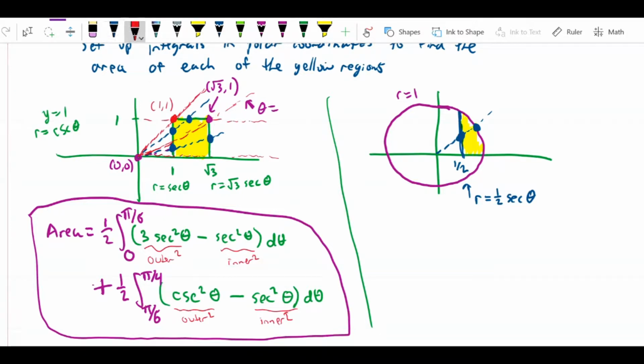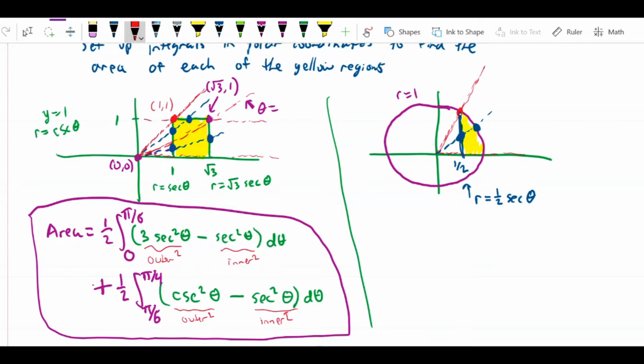Let's see what we can figure out. It looks like the bottom of the curve is still going to be theta equals 0, and the top of the curve is going to be some angle we're going to have to solve for. And it does not look as if the inner and outer curves are going to change. Notice that in the left example, the inner and outer curves actually changed midway through. In the example on the right, the curves do not change. So fortunately, we're only going to have to find one point of intersection.